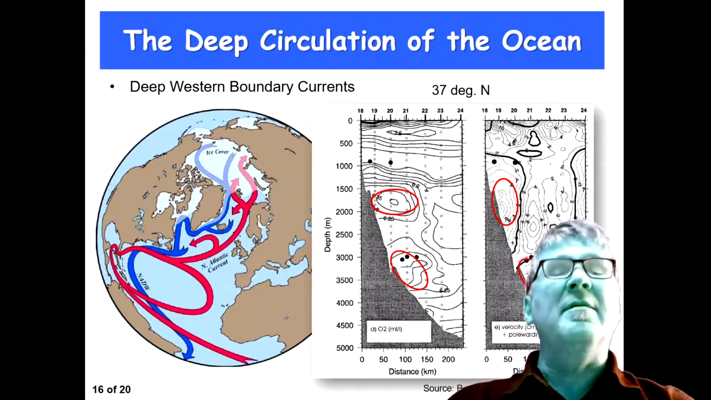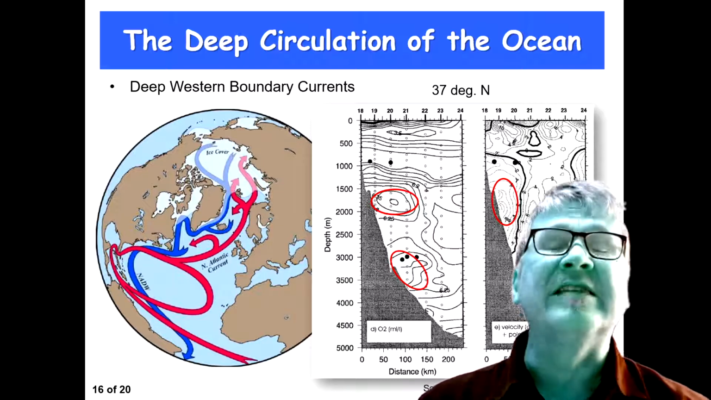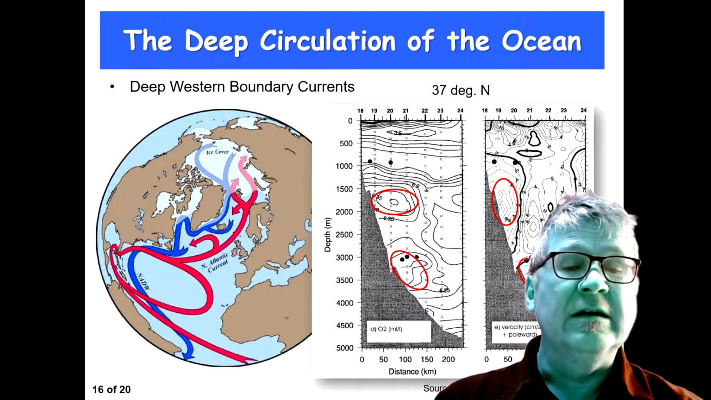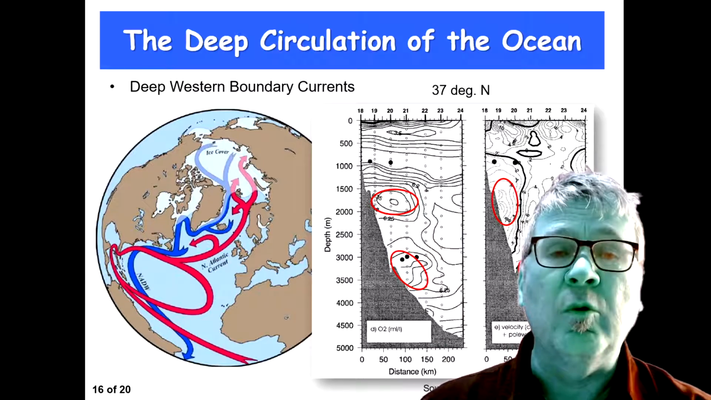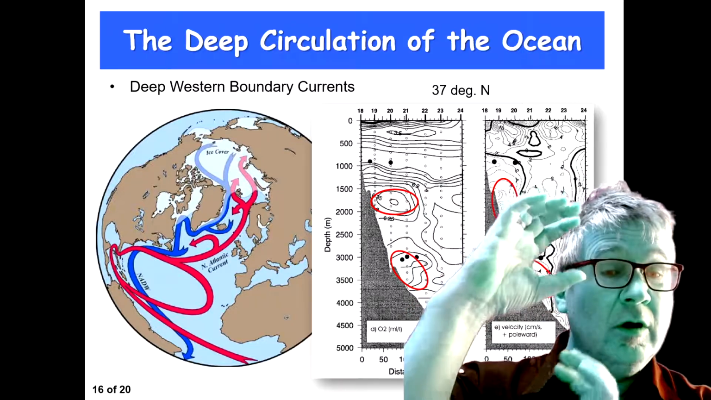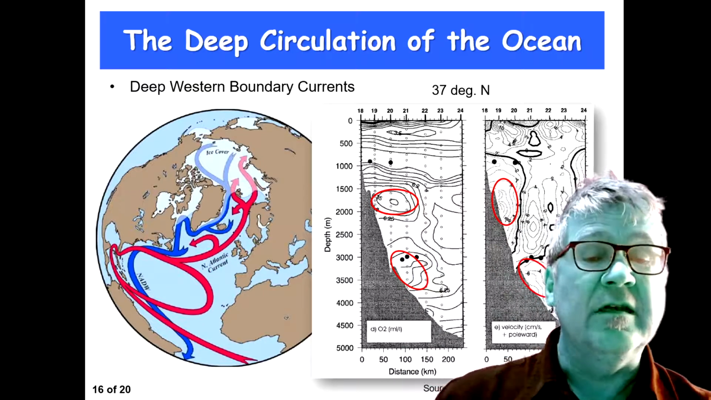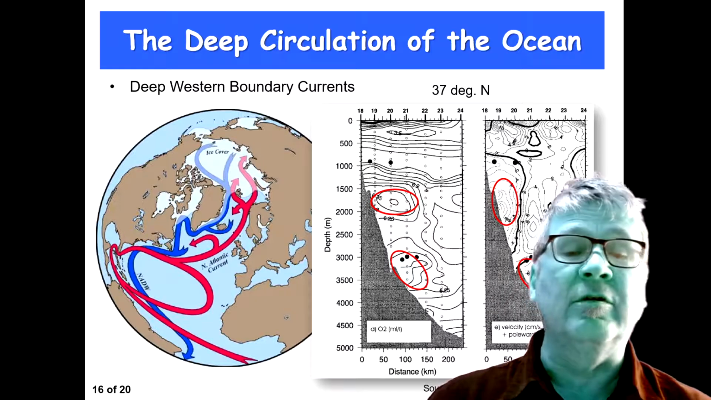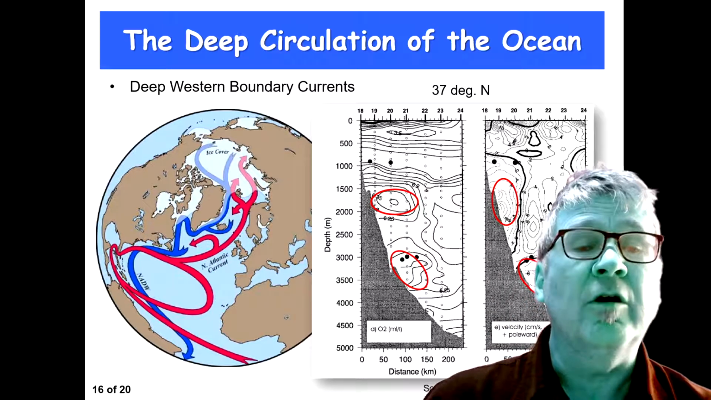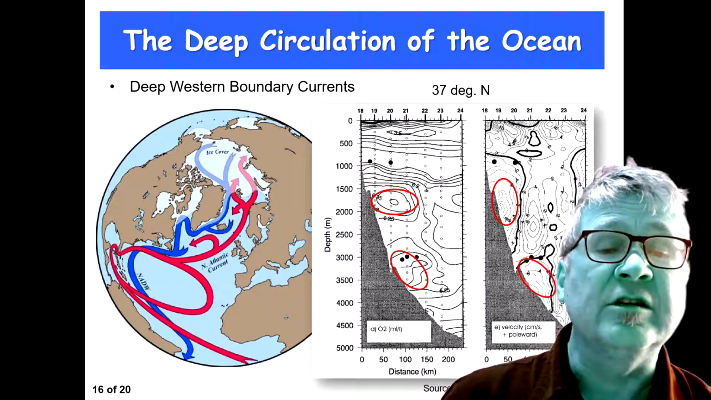And if I remembered correctly, the deeper one is actually the dense water formed in the Labrador Sea, and the shallower one is the one that's actually formed in the Greenland Sea. So you have two currents at different depths that move along the continental shelf. And that is sort of the driver of the deep circulation, initial driver.